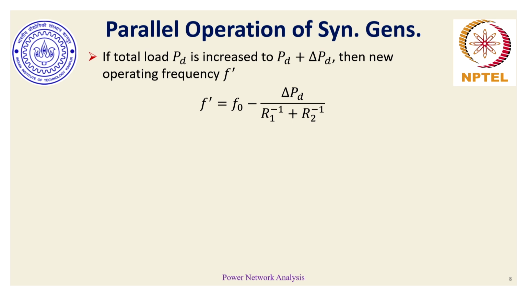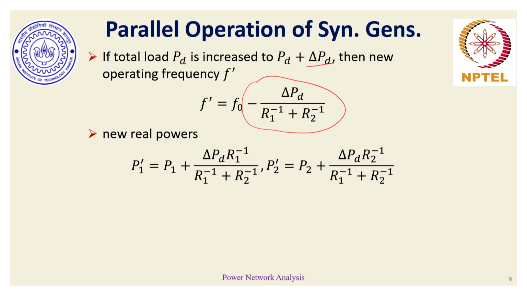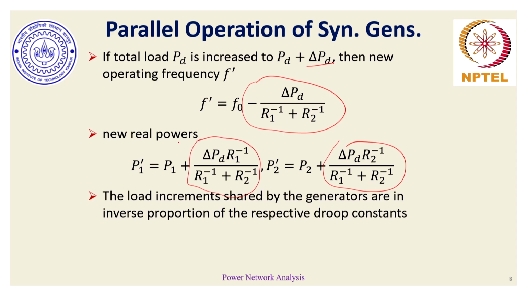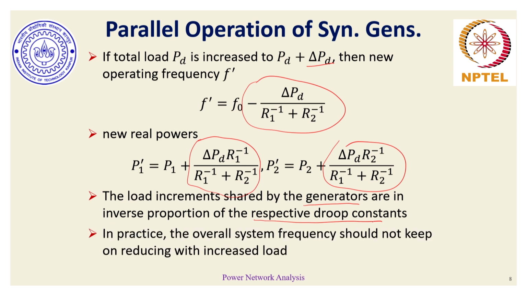So the demand has now increased by delta PD. The change in frequency is negative of delta PD, inverse divided by the sum of inverse of individual speed regulation coefficients. And the new power changes or new load sharing are these terms which we saw in the previous slide. So in a way, the load increments which are shared by respective generators are in inverse proportion of their respective droop constants or droop coefficients.